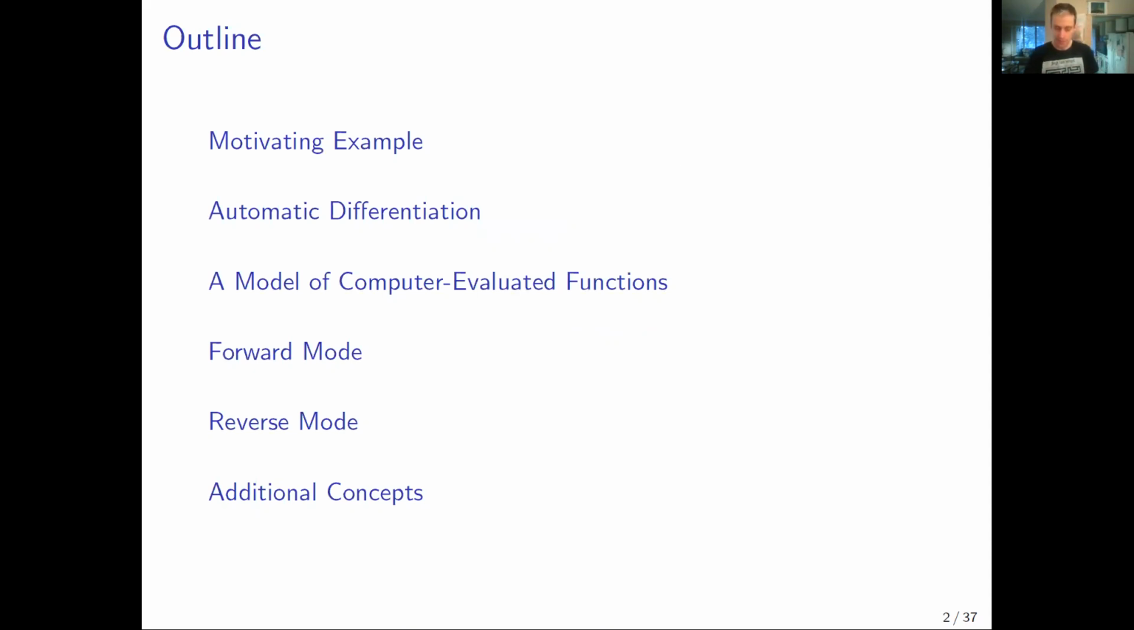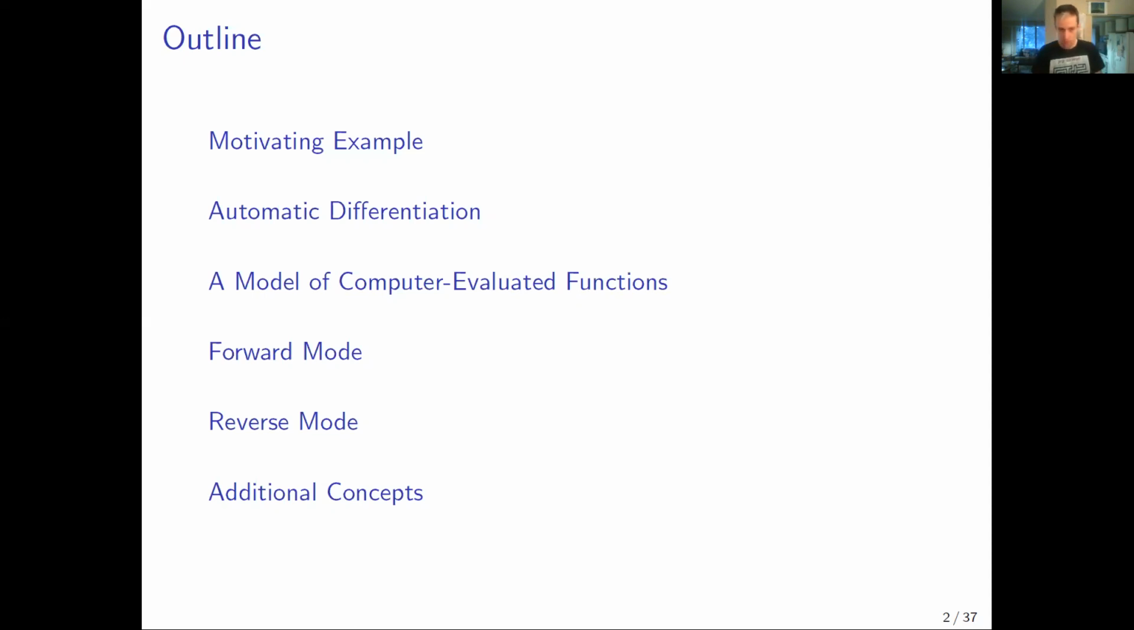Okay, so as I said, I'm going to start with a motivating example that comes from quantitative finance. After that, I'm going to define at a very high level what automatic differentiation is. Then I'll move on to the contents of the chapter. So this begins with what we can call a model of computer evaluated functions from Griewank and Walther. So this is sort of the abstract model of a computer function that the authors use and to which they apply their automatic differentiation algorithms.